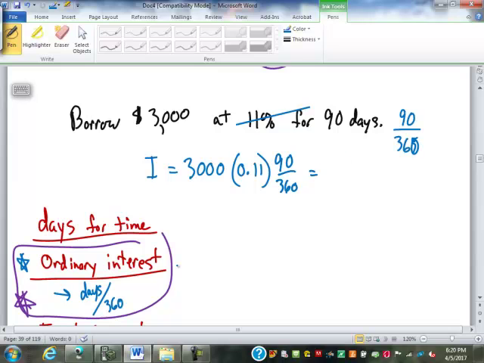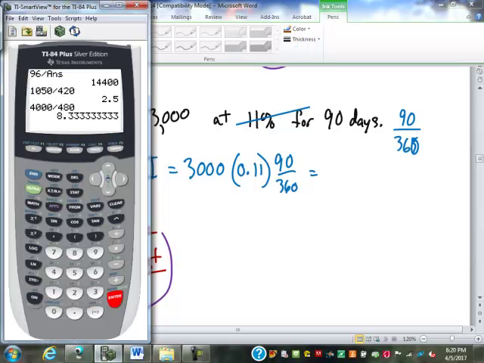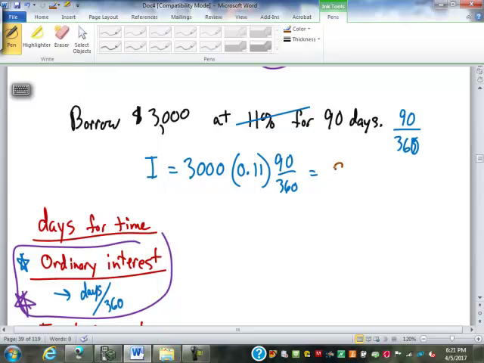So let's figure out the amount of interest there. 3,000 times 0.11 times 90 divided by 360. Oops. Let's try that again. It helps when we use 0.11 instead of 0.00. There we go. $82.50 is the amount of interest. That was ordinary interest. And that was using the 360.